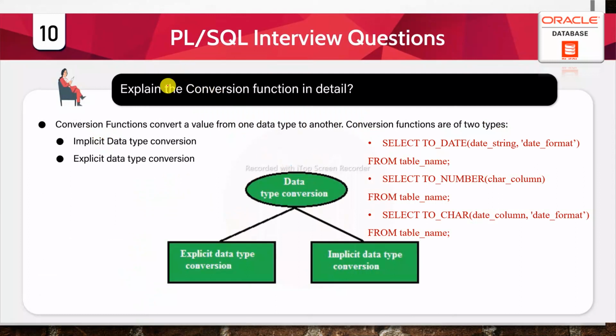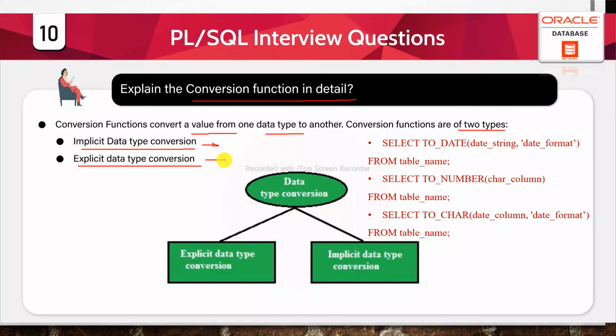Next we have, explain the conversion functions in detail. Conversion functions convert a value from one data type to another data type. Conversion functions are of two types, that is implicit data type conversion and explicit data type conversion. In implicit data type conversion, Oracle will internally convert the data types into other data types. So there is no need to manually write the conversion.